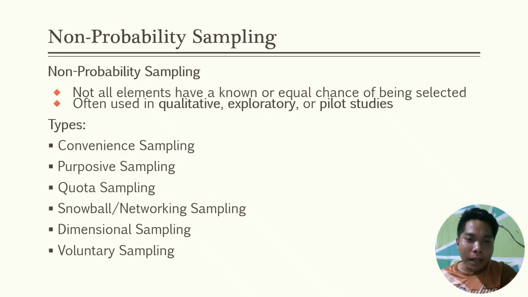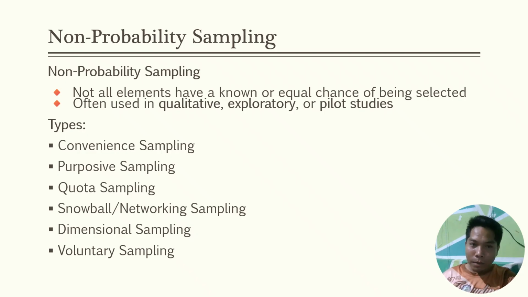Let's go to non-probability sampling. Commonly, this sampling method will be used when you are going to conduct a qualitative study. So not all elements have a known equal chance of being selected. Often used in qualitative, exploratory, or pilot studies. The types are: you have convenience sampling.